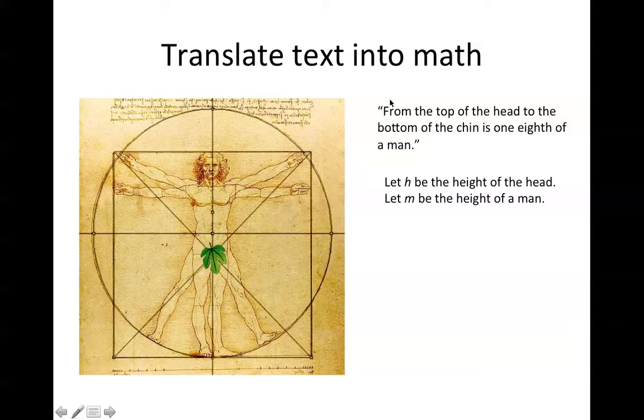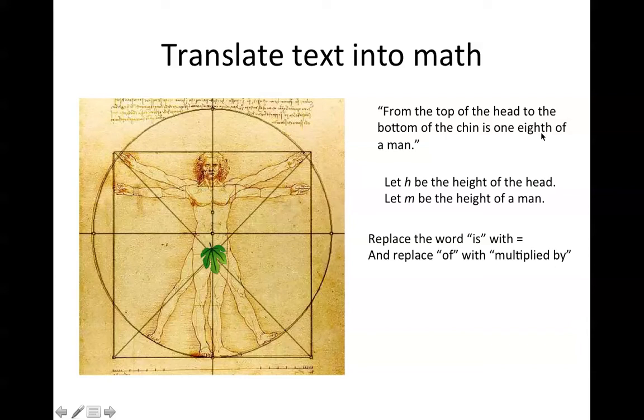Okay, so we have this text from the top of the head to the bottom of the chin. Remember, that's h. And we have a man. That's m. We need to do something with these phrases: is 1/8 of. So when you see is and you want to translate that into math, you replace it with equals. Good to know. And the word of usually translates to multiplied by when you are using math. 1/8 we're actually just going to replace with 1/8, the fraction.